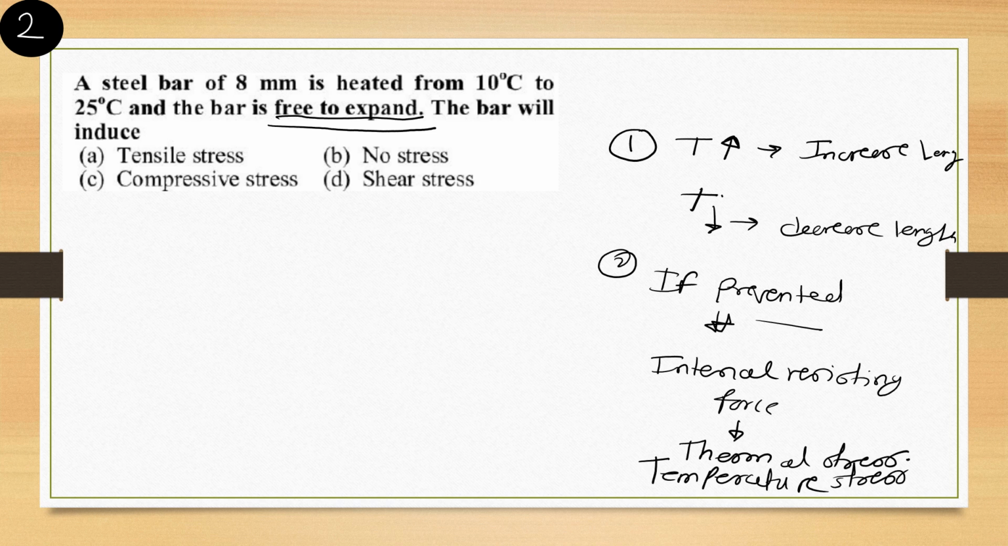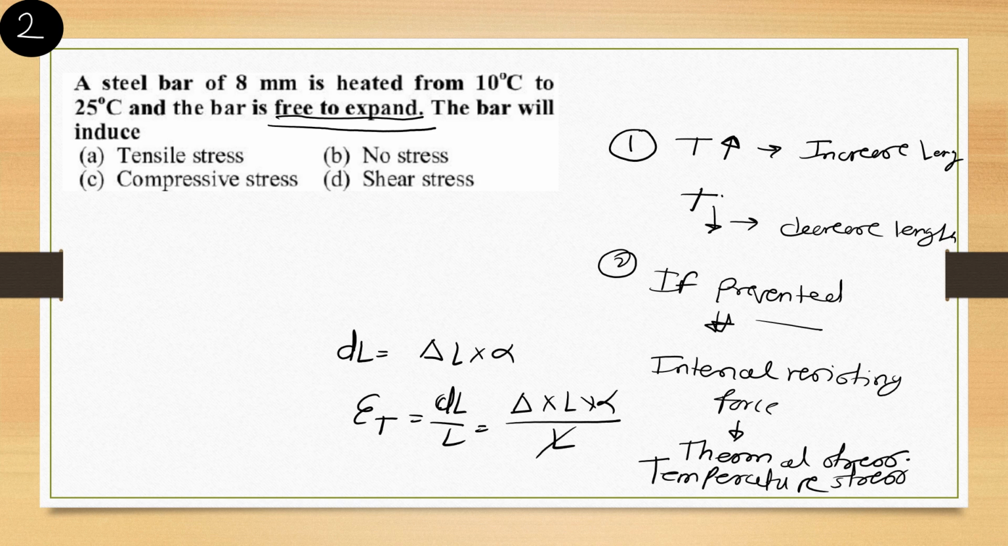So what is the change in length? We represent change in length as delta L, which is L into alpha into delta T. And the thermal strain is nothing but the change in length to original length. So L into alpha into delta T divided by L, L cancels, so alpha into delta T is nothing but epsilon t.